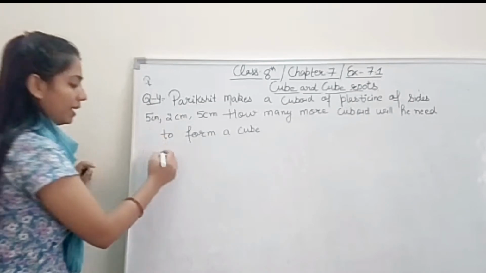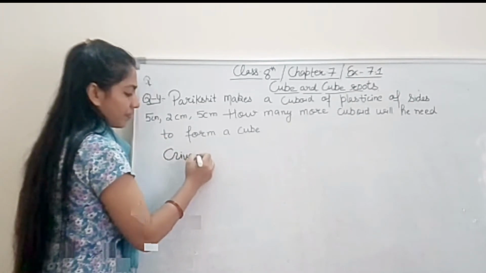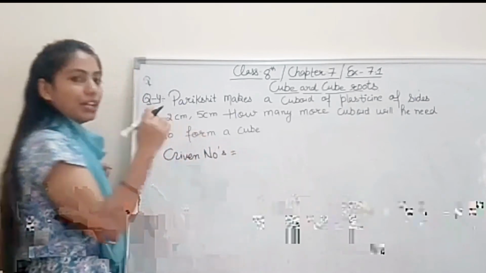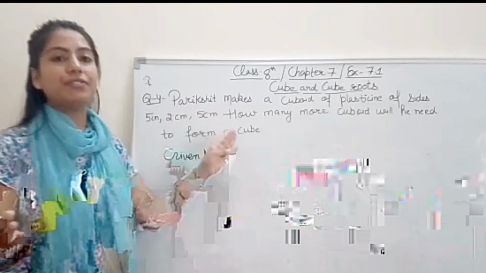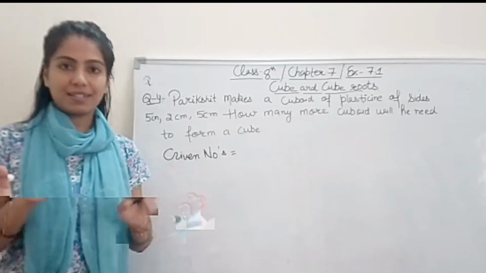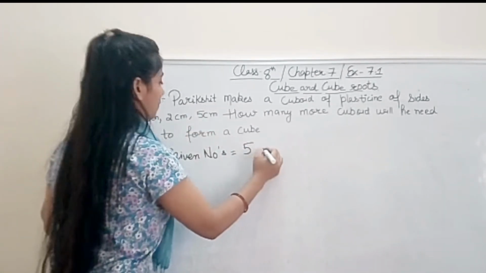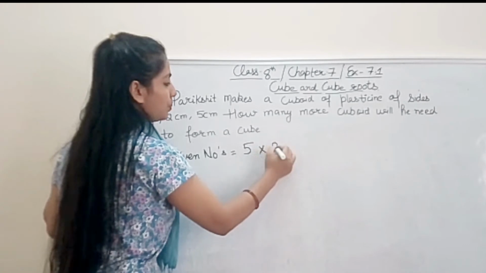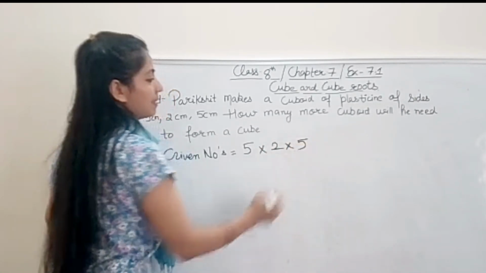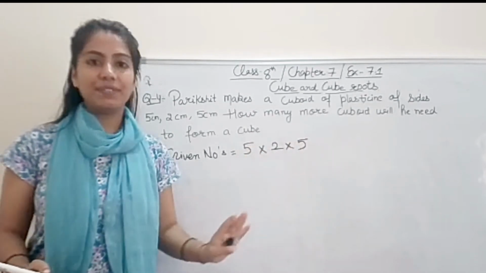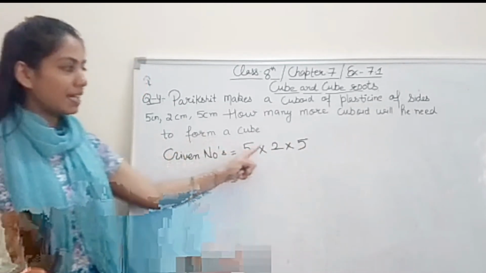So let's see what the given numbers are. The given numbers, in the questions we did in 1, 2, 3, came in the form of a word problem, that's it, but the method is just the same. See what the given numbers are: 5, then 2 and then 5. We can write it as 5 into 2 into 5, right? So the given numbers are these.